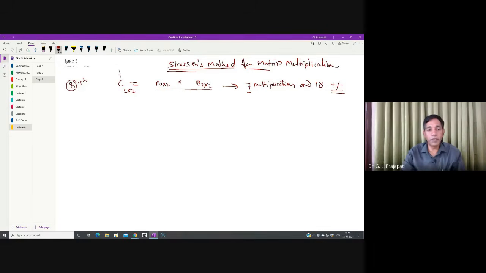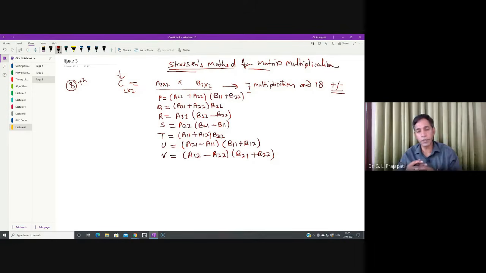So how you can obtain the entry with the help of Strassen's methodology, where you require only 7 multiplications. He has given some formulas, so you just need to write them down, and he is going to use these formulas to obtain the entries of C. First Strassen obtained these formulas, then using them he obtained the entries for C. So how is he going to obtain the entries for C?